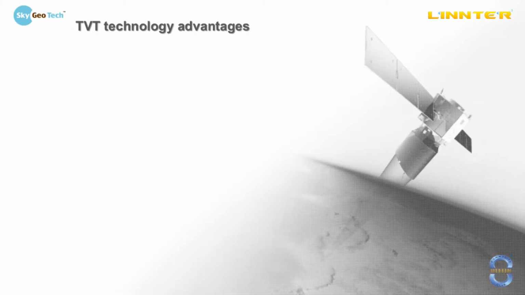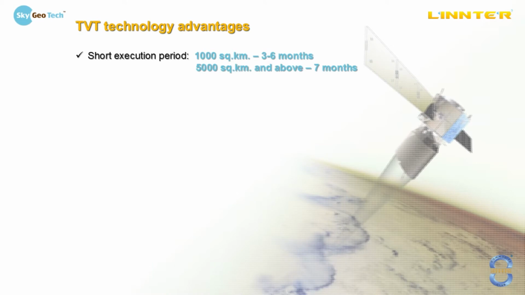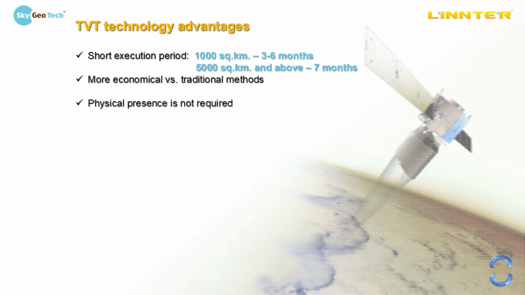This slide provides information on TVT technology advantages. First of all, it has very short execution period in comparison with any traditional method. For 1000 square kilometers, roughly we need from 3 up to 6 months. It depends on task and complexity. Secondly, it's more economical versus existing traditional methods. We use satellites, so physical presence is not required.